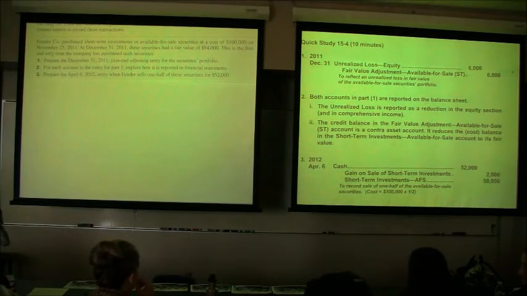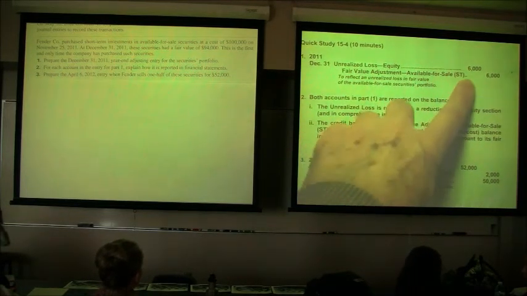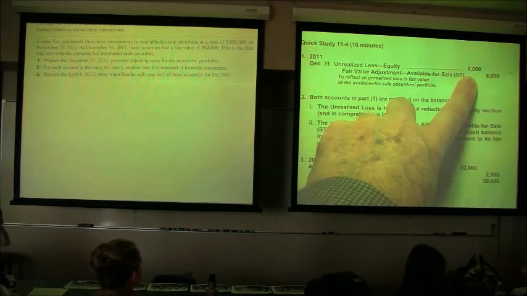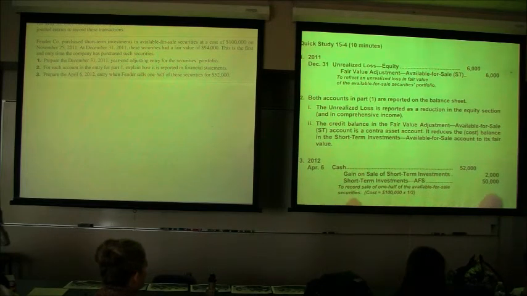So then, on December 31, 2012, you would basically do an adjusting entry for the remaining securities that you still have. That's exactly right. And both of these are permanent accounts. So you take this ending balance and you make an adjustment that would bring this $50,000 to fair value.